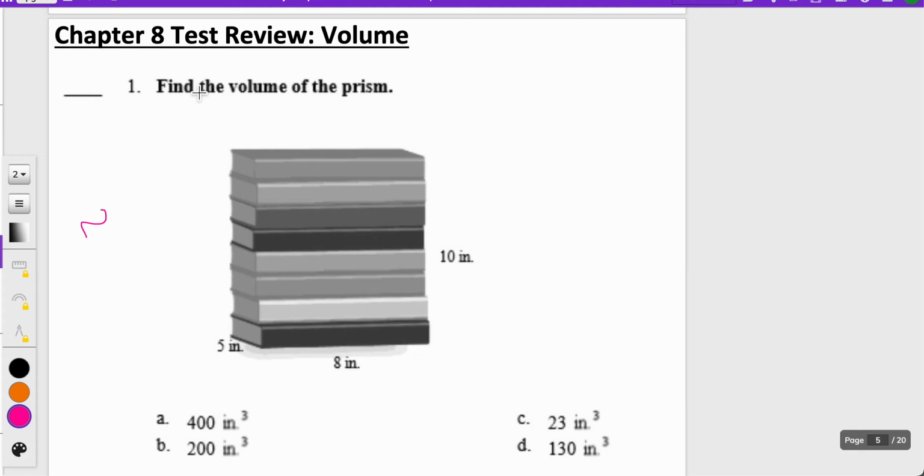Today we're going to look at a review of Chapter 8 and time to get ready for our Chapter 8 test. So let's go ahead and get started.